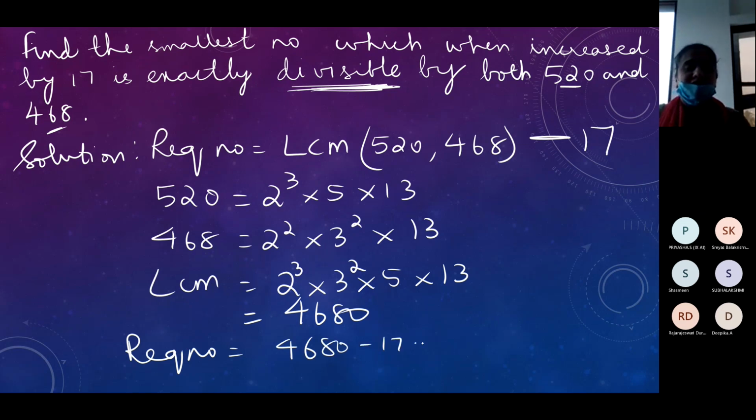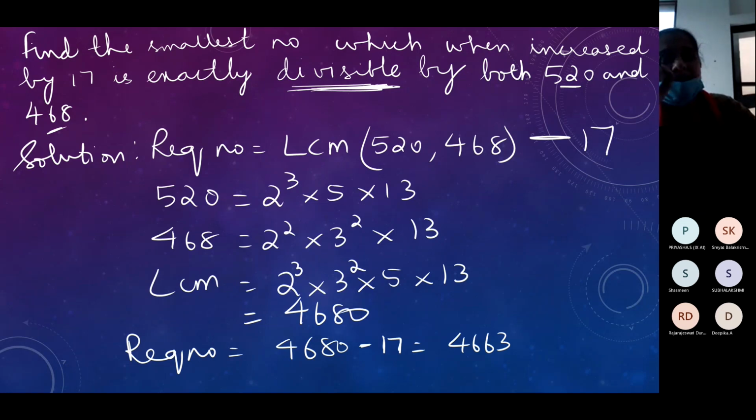4680 minus 17. I have the final answer, 4663. Actually what is the LCM? 4680. And this LCM will be exactly divisible by 520 and 468. So if you reduce it by 17, it will not be divisible, right?